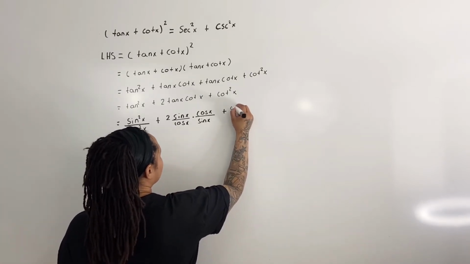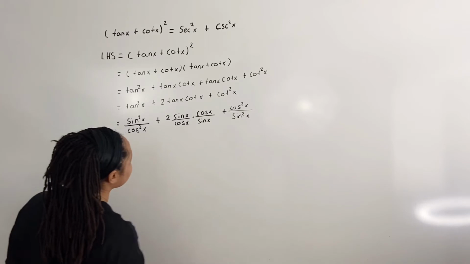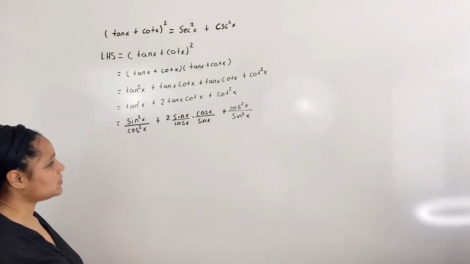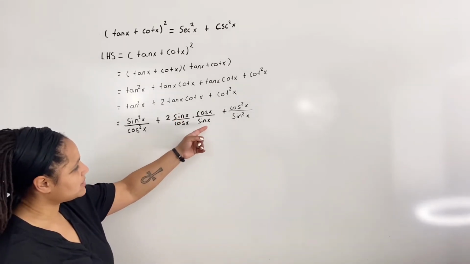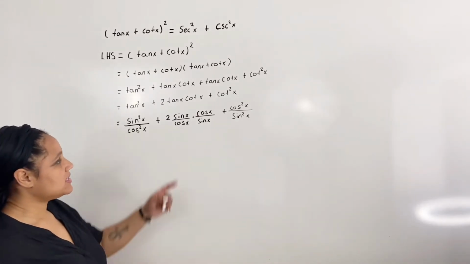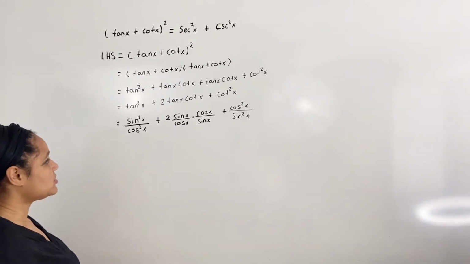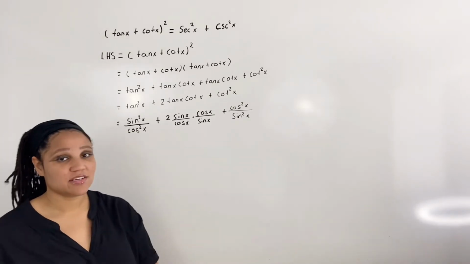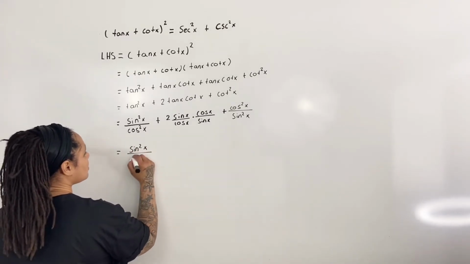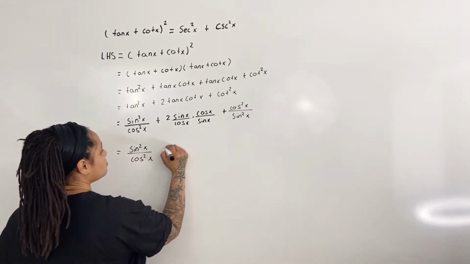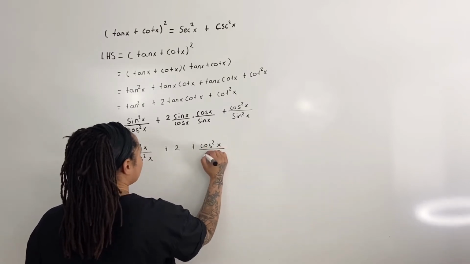So we say cosine squared x over sine squared x. And now I'm going to simplify a little bit. I see that sine x in the numerator will cancel with sine x in the denominator. And I see that cosine x in the numerator will cancel with cosine x in the denominator. So I'm just going to cancel those out, and we're left with just 2. So we have sine squared x over cosine squared x plus 2 plus cosine squared x over sine squared x.